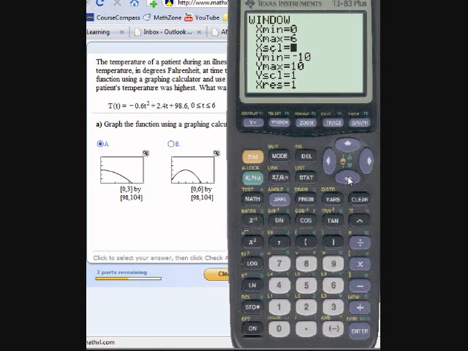You don't have to worry about X scale. I never even use it. Maybe someone who is an aficionado of this thing will know how to use it.